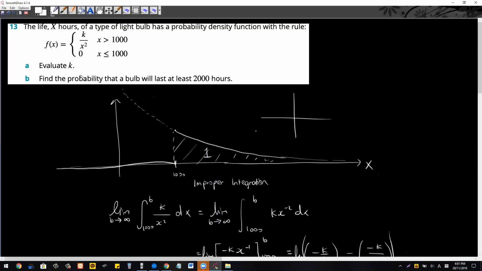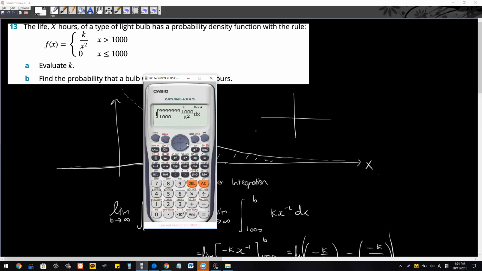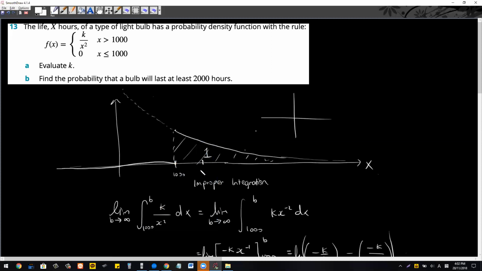Yeah. Okay. So find the probability that the light bulb will last at least 2,000. That means you just have to integrate this from 2,000, to infinity. Just start from 2,000. That's it. So this is 1,000 here, but this is at 2,000. At least 2,000 means more than 2,000, right? So you integrate from 2,000 to infinity. That's what you have to do.